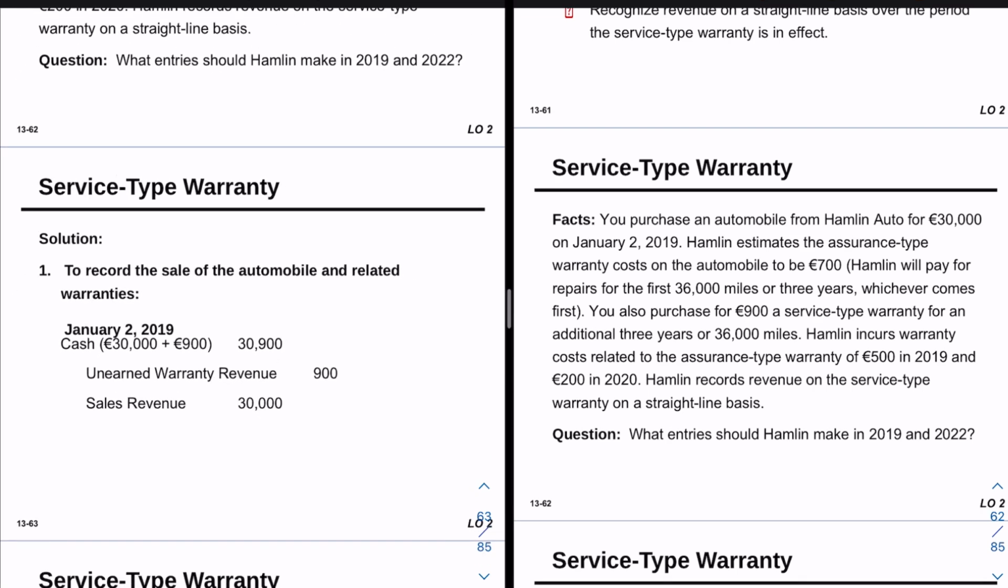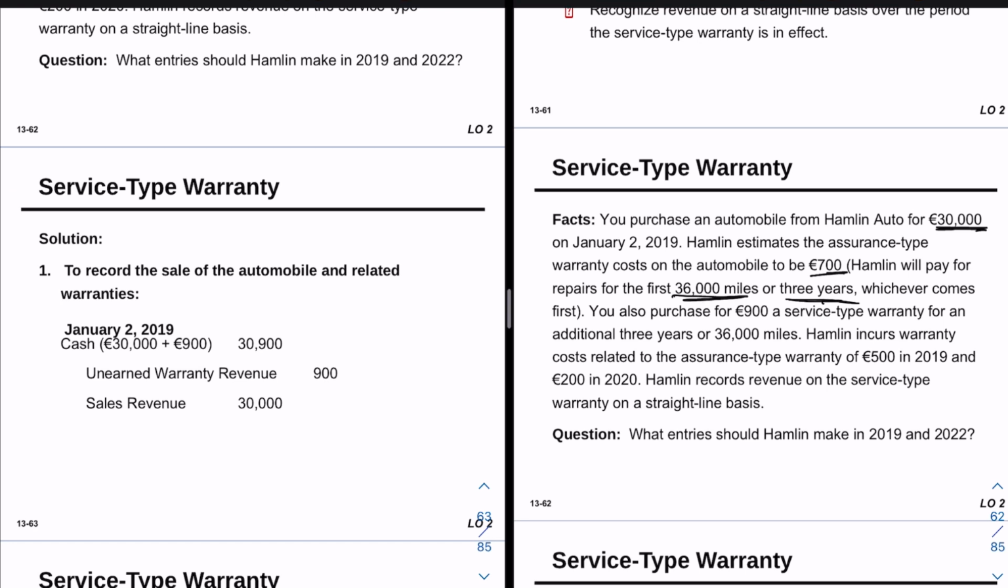Okay, so you've purchased an automobile from Hamilton Auto for $30,000 on January 2, 2019. Okay, we've purchased a phone. That phone was for $30,000 on January 2. Hamilton estimates that the insurance type warranty cost on the automobile to be $700. So he was estimating that the cost is going to be $700. Hamilton will pay for the repair for the first 36,000 miles or 3 years. So he will pay for 3 years, or maybe 36,000 miles. Okay, so which one of them comes first?